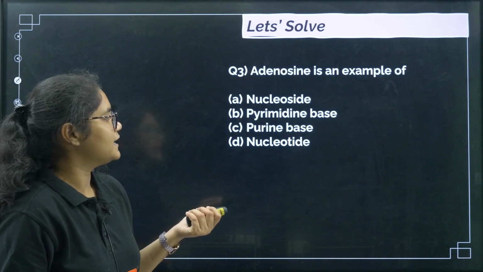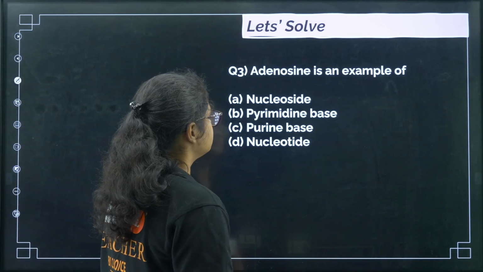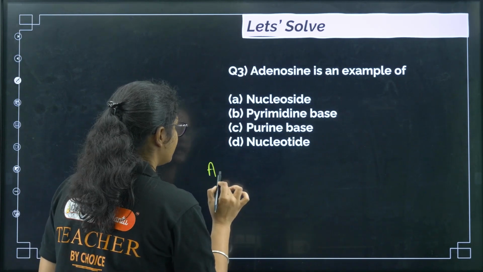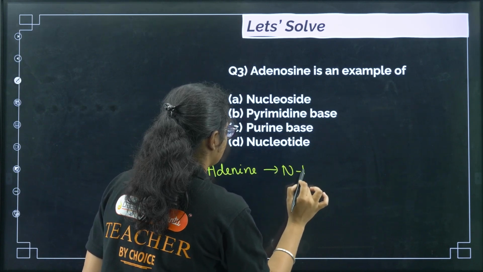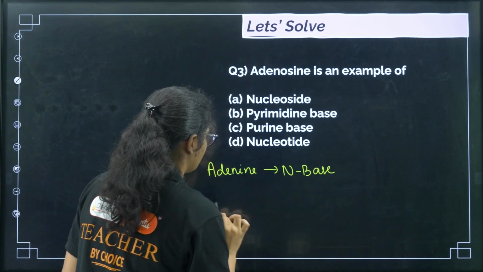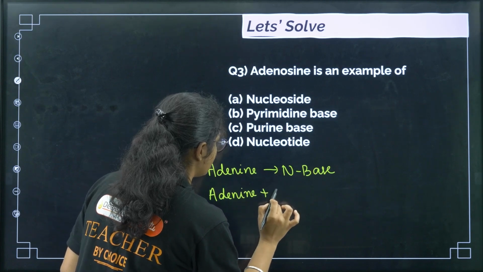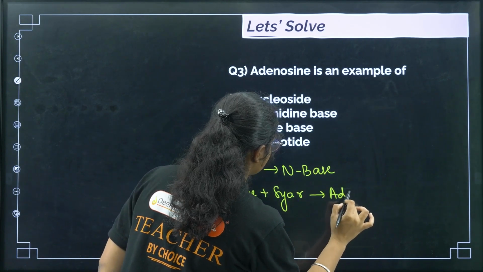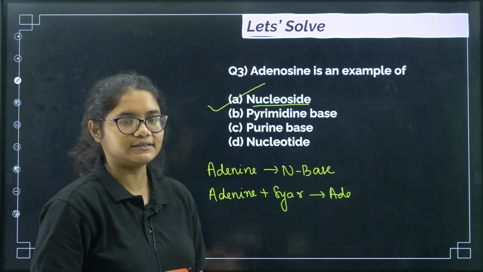Next, adenosine is an example of what? Adenine is a nitrogenous base, but when we have adenine plus the sugar group, we call it adenosine. So that is a nucleoside. Option A, the correct answer, is nucleoside.